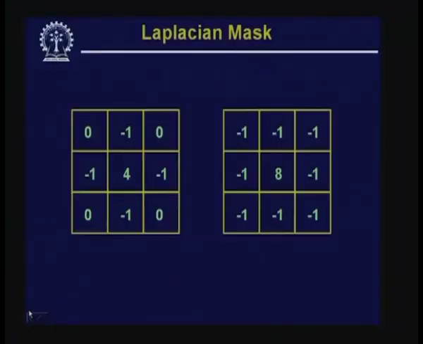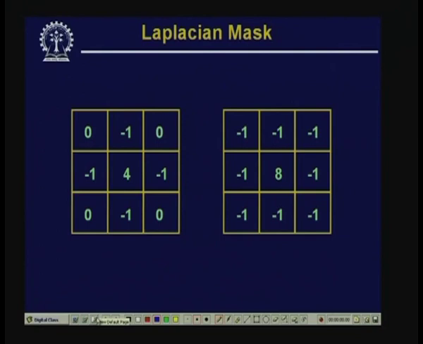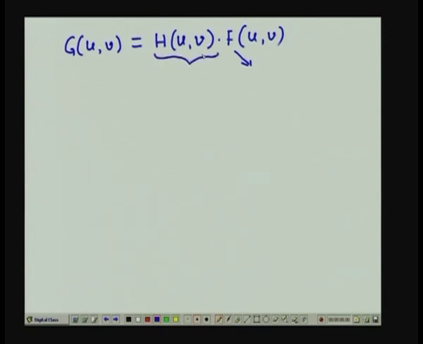So, our basic model for this filtering operation will be like this: we will have the output in the frequency domain, which is given by G(u,v) equal to H(u,v) multiplied by F(u,v), where F(u,v) is the Fourier transform of the input image, and we have to select a proper filter function H(u,v), which will attenuate the high frequency components, and it will let the low frequency components be passed to the output.